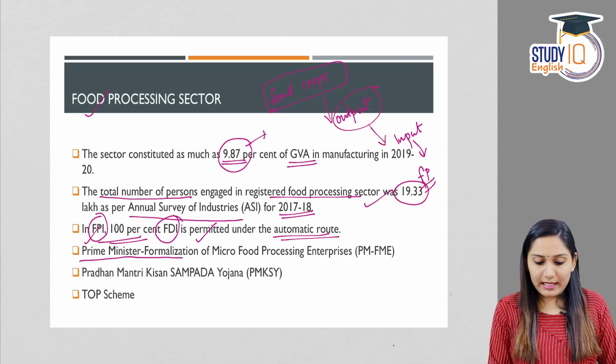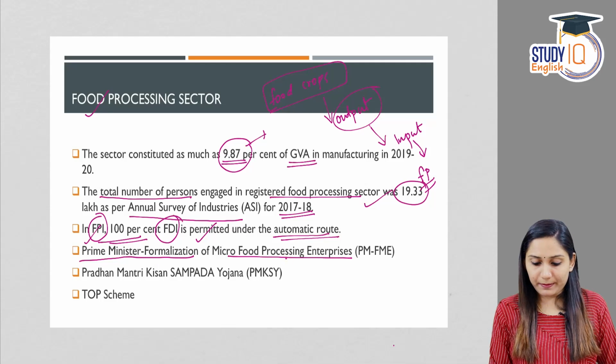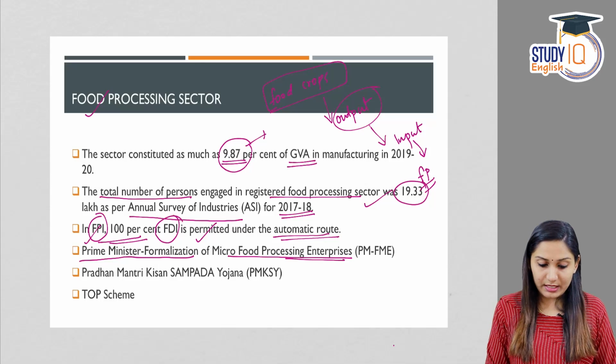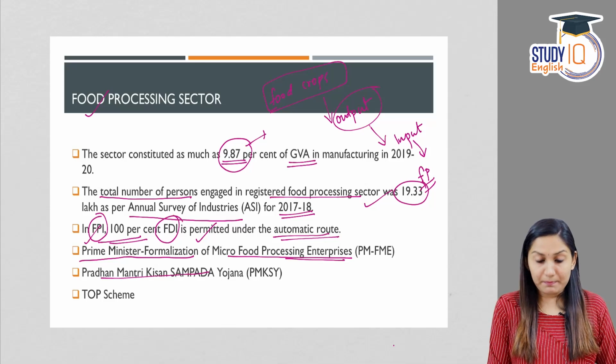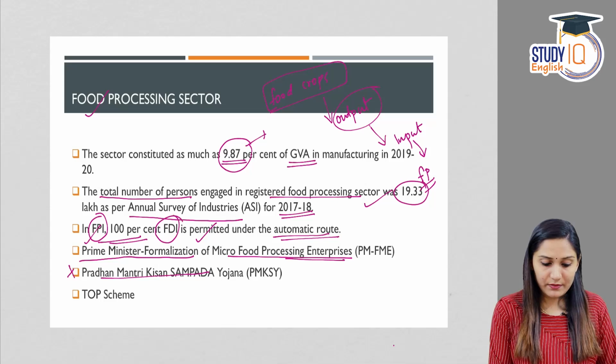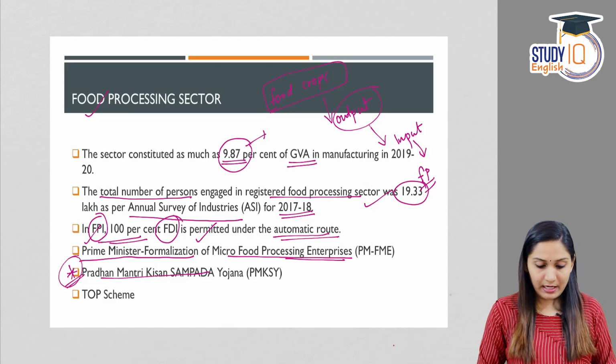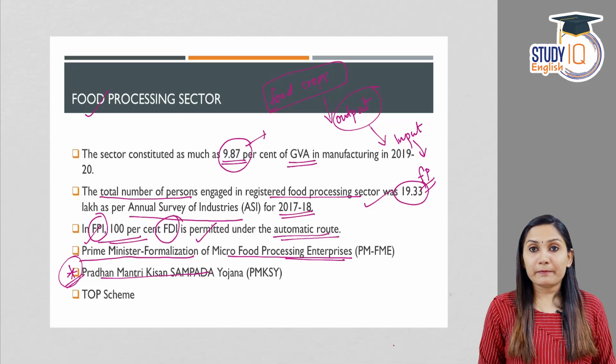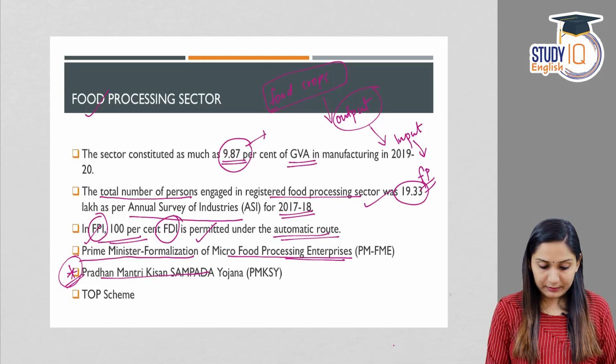Prime Minister Formalization of Micro Food Processing Enterprises is another scheme that has been launched to promote the food processing industries in India. Pradhan Mantri Kisan Sampada Yojana. This is very important. This was a previous year mains question as well. Pradhan Mantri Kisan Sampada Yojana has been launched in order to promote the food processing sector.